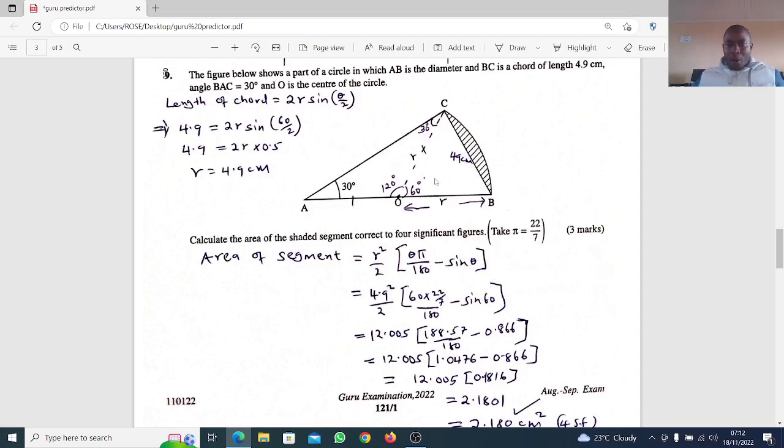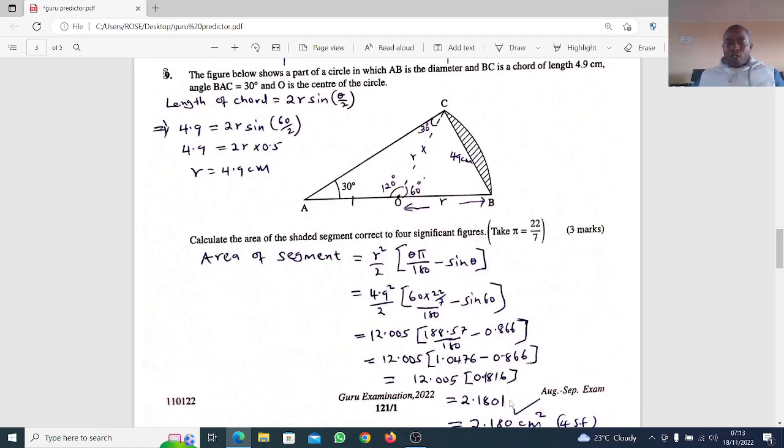So area of this segment, our r is 4.9 squared over 2 into brackets, our theta is 60 times pi, which is 22 over 7, divided by 180, minus sine of 60. So when you multiply and divide by 2, it gives you 12.005 into 60 times 22 over 7, which gives you 188.57, divided by 180, minus sine of 60, which is 0.866. So 12.005, when you divide this, gives you 1.0476 minus 0.866. You subtract, you get 0.1816.